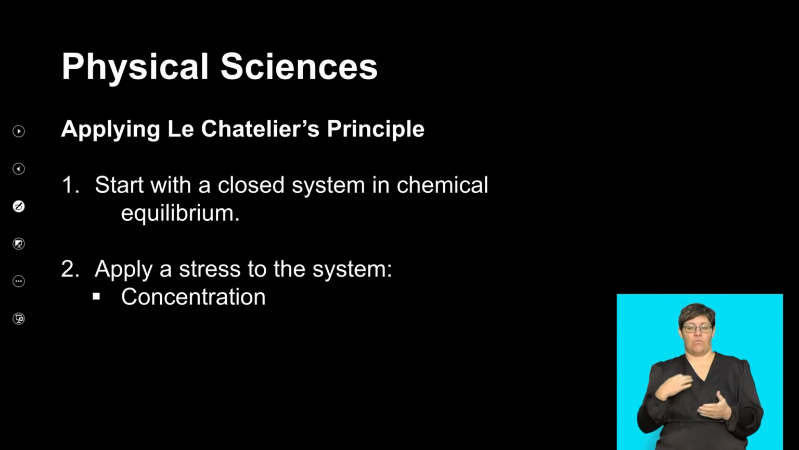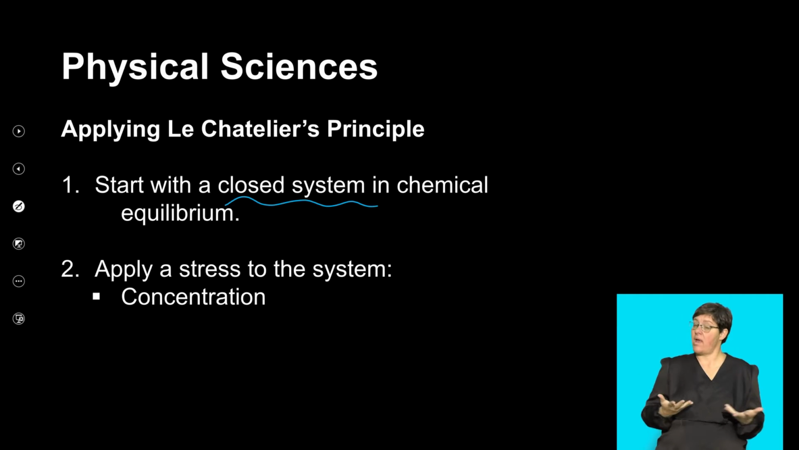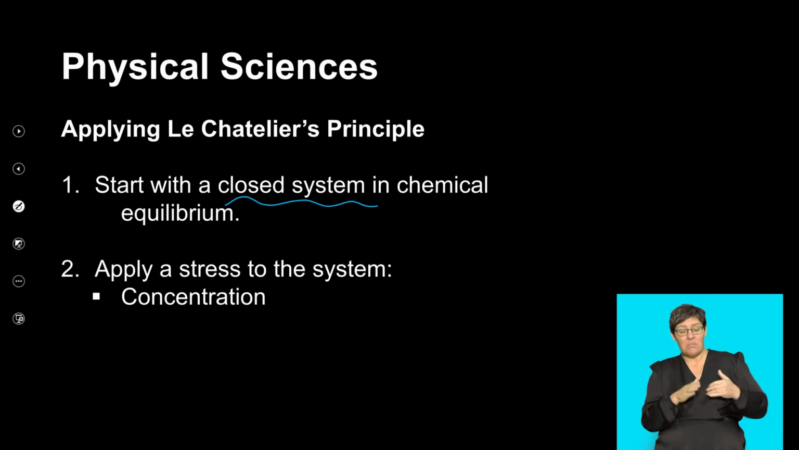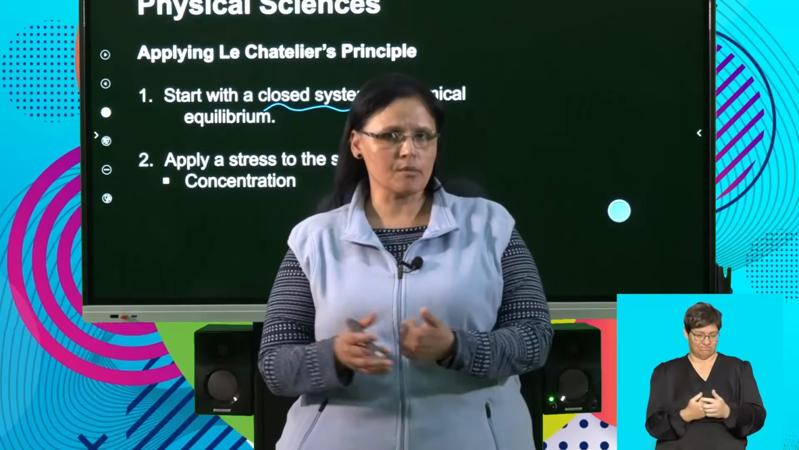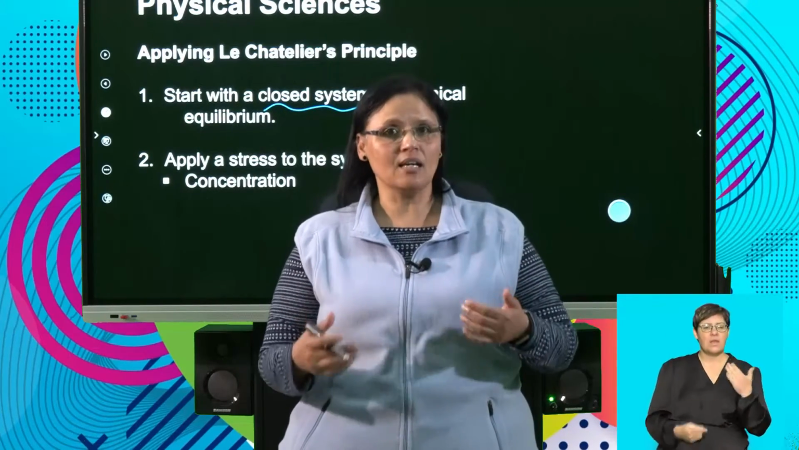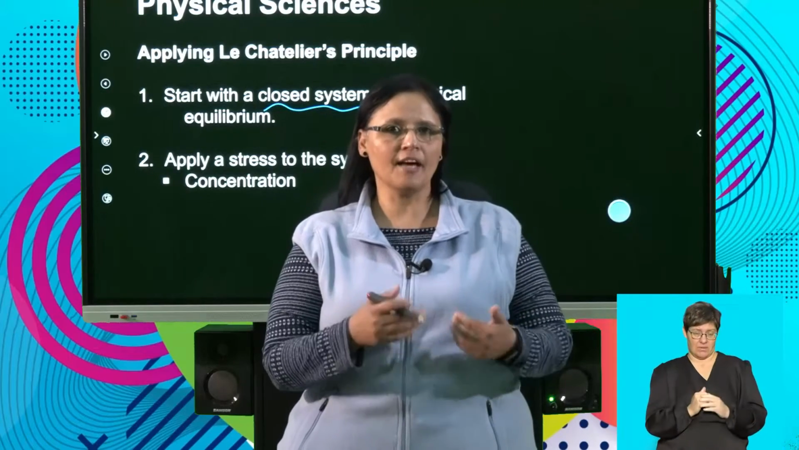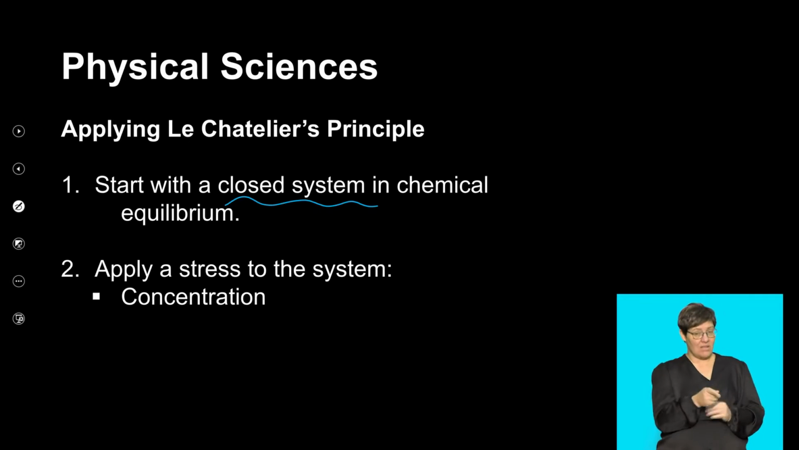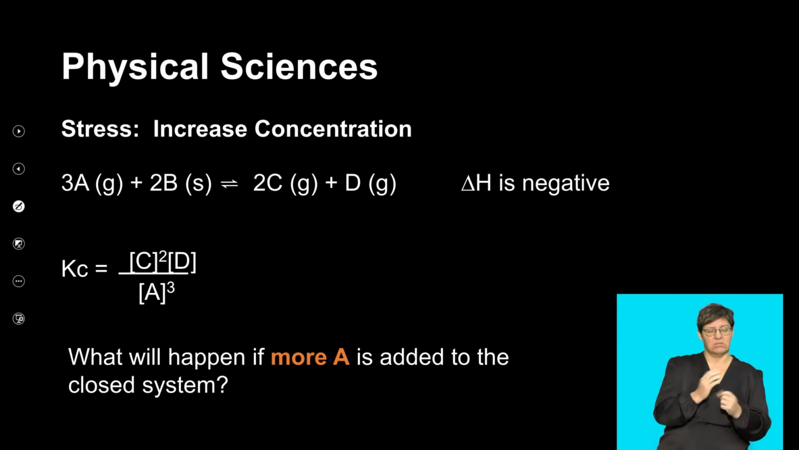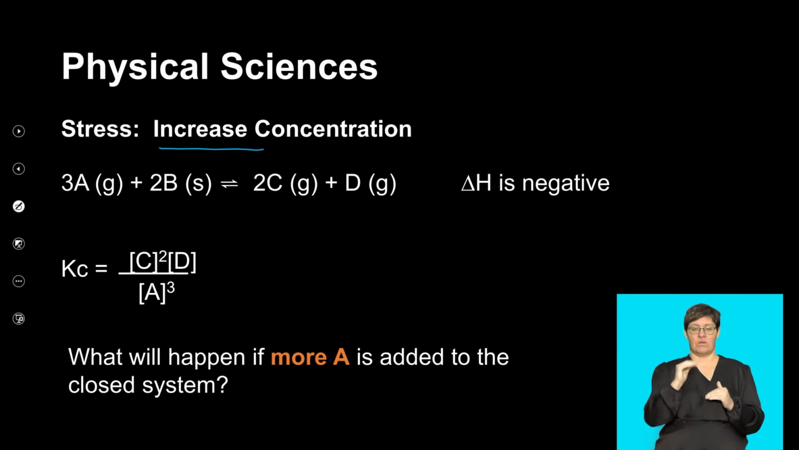So when we're going to apply Le Chatelier's principle, we must remember that we always start in a closed system, and the closed system is normally in chemical equilibrium. If the system is not in chemical equilibrium, we cannot apply Le Chatelier's principle. So Le Chatelier actually only comes in when a system has reached equilibrium and there is a stress on the system. So we will apply the stress to the system, and the first one that we will apply is the concentration. Right. So my stress here is an increase in concentration.